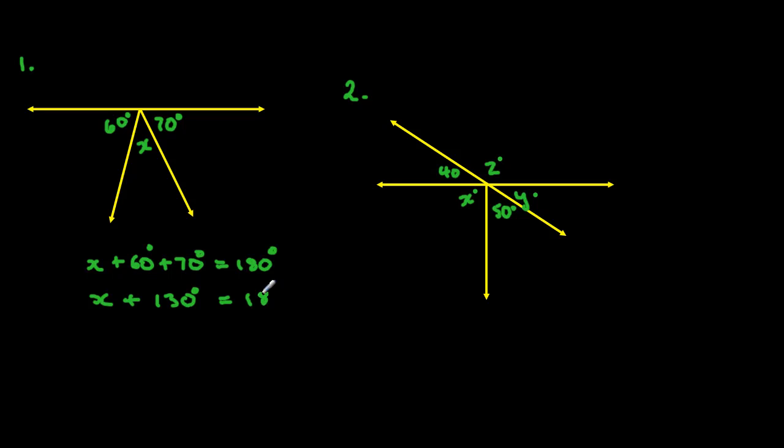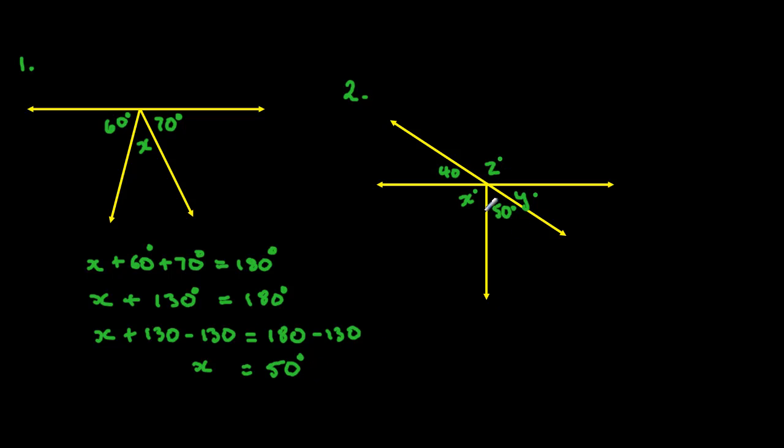And you can see that by subtracting 130 from 180, we get our solution. So to keep the equation balanced, we need to make sure we do the subtraction on both sides. So we end up with x on its own because 130 minus 130 gives us 0. So we've got x on its own on this side, and 180 minus 130 is 50 degrees. So the size of x is 50 degrees.